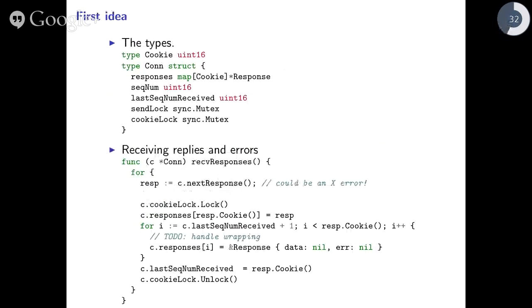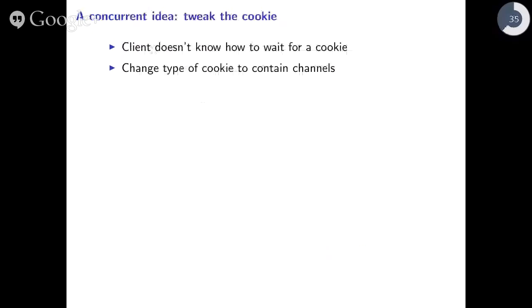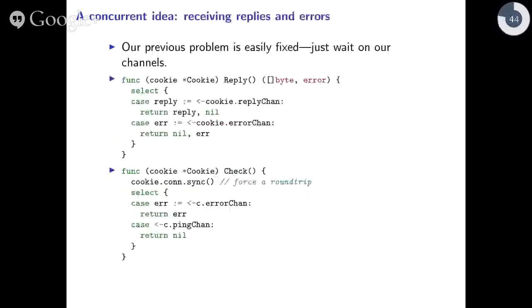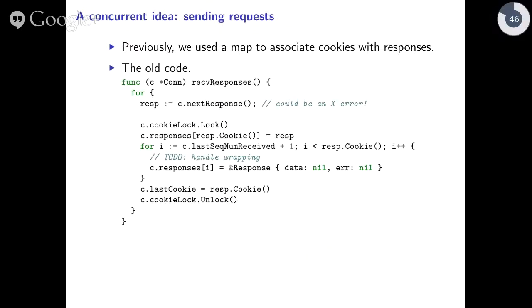As soon as it gets the reply, this logic will get triggered, and the old cookie will get triggered as a successful response. So previously, we used a map to associate cookies with responses. So here's the old code I just showed you. Right, so we're saving a map from cookie to response.